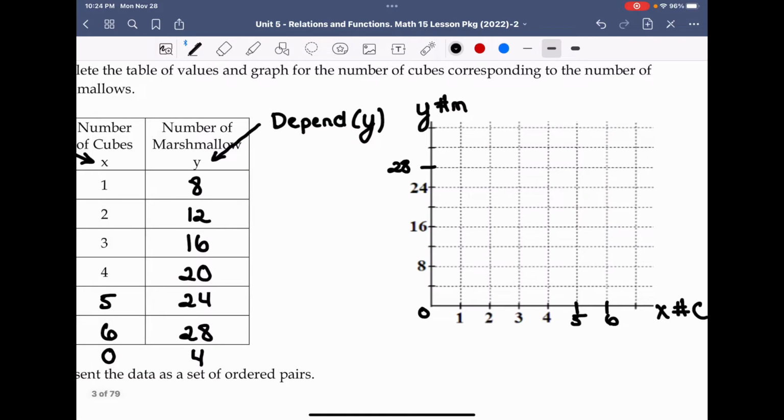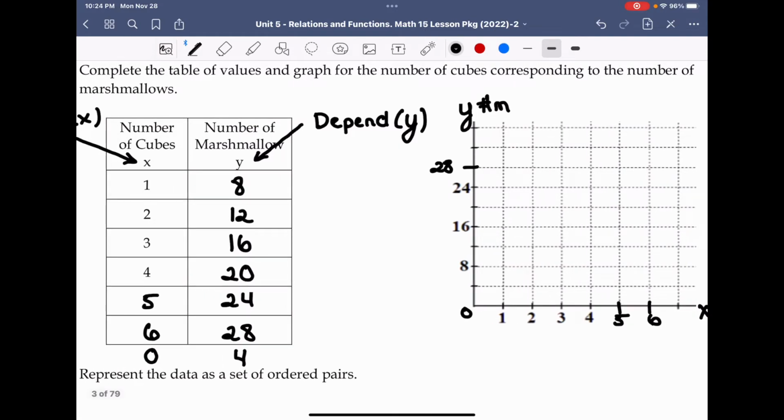Awesome. Now we got to plot our points here. So when we plot these points, we have 1 and 8. We had 0 and 4, which was from our bottom one here, or when we had 0 cubes. We then have 2 and 12, 3 and 16, 4 and 20, 5 and 24, and finally 6 and 28.